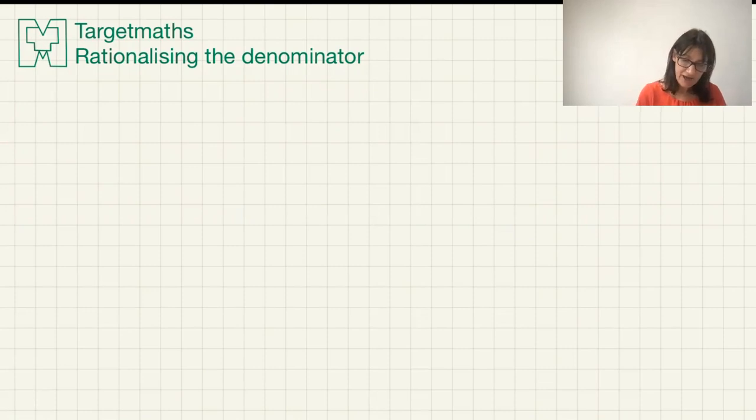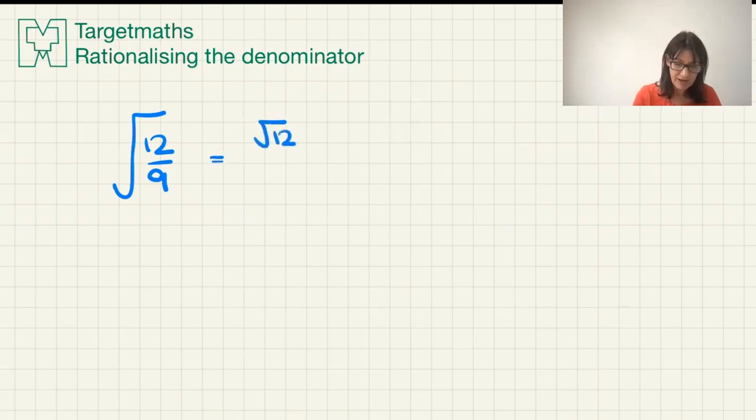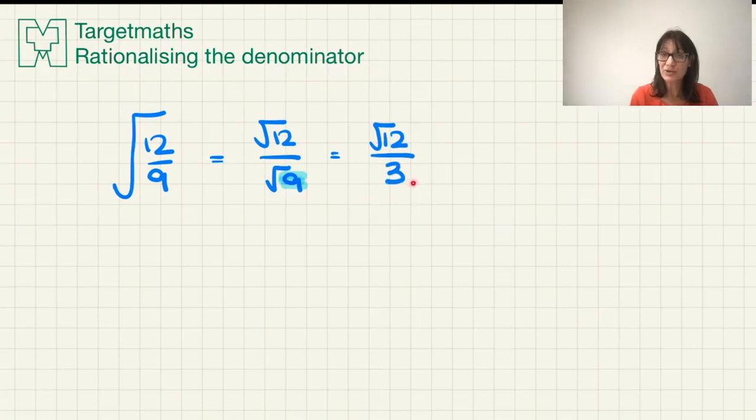Okay. If I was to give you the question root 12 over root 9, we know that our rules mean that we could rewrite this like this. We also hopefully spot that that is a square number, which means it will simplify further to root 12 over 3. Now my denominator is a rational number. It is not a root, it is not a problem. That is absolutely fantastic, which means I probably think I've finished.